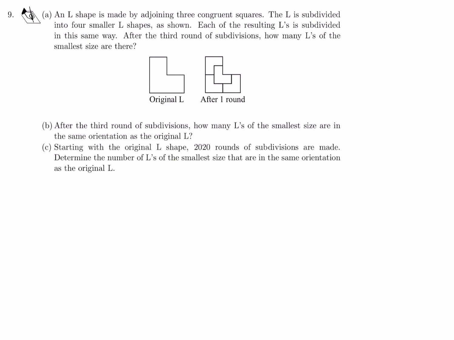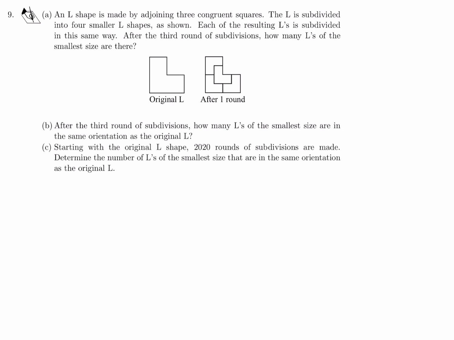An L shape is made by adjoining three congruent squares. The L is subdivided into four smaller L shapes as shown. Each of the resulting L's is subdivided in the same way. After the third round of subdivisions, how many L's of the smallest size are there?